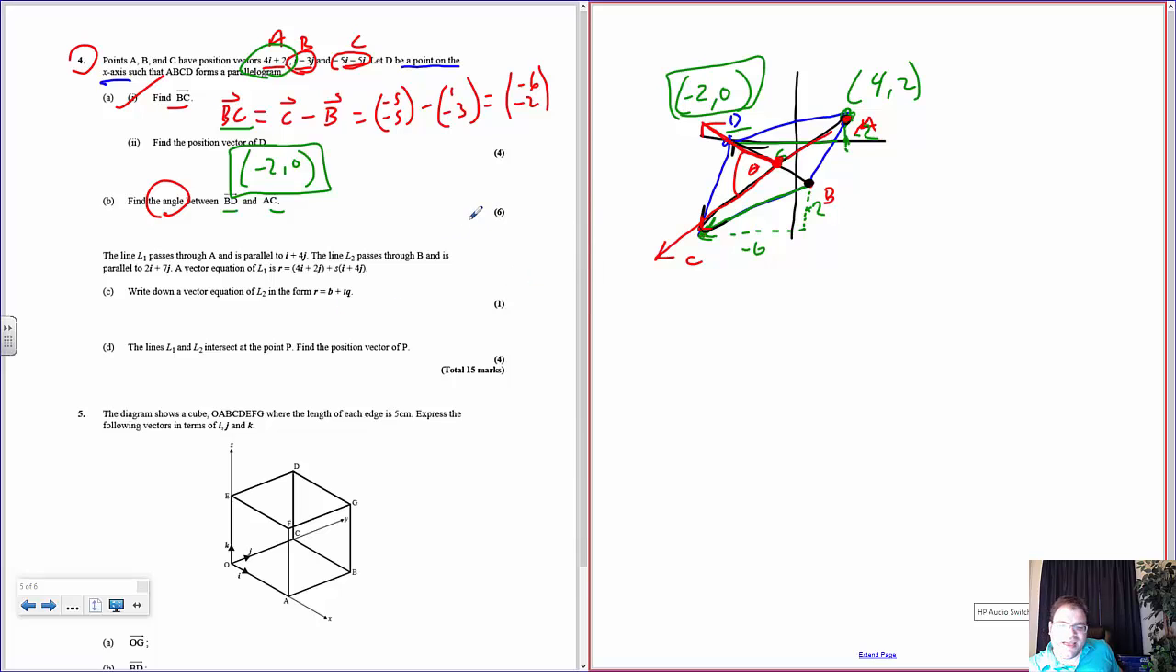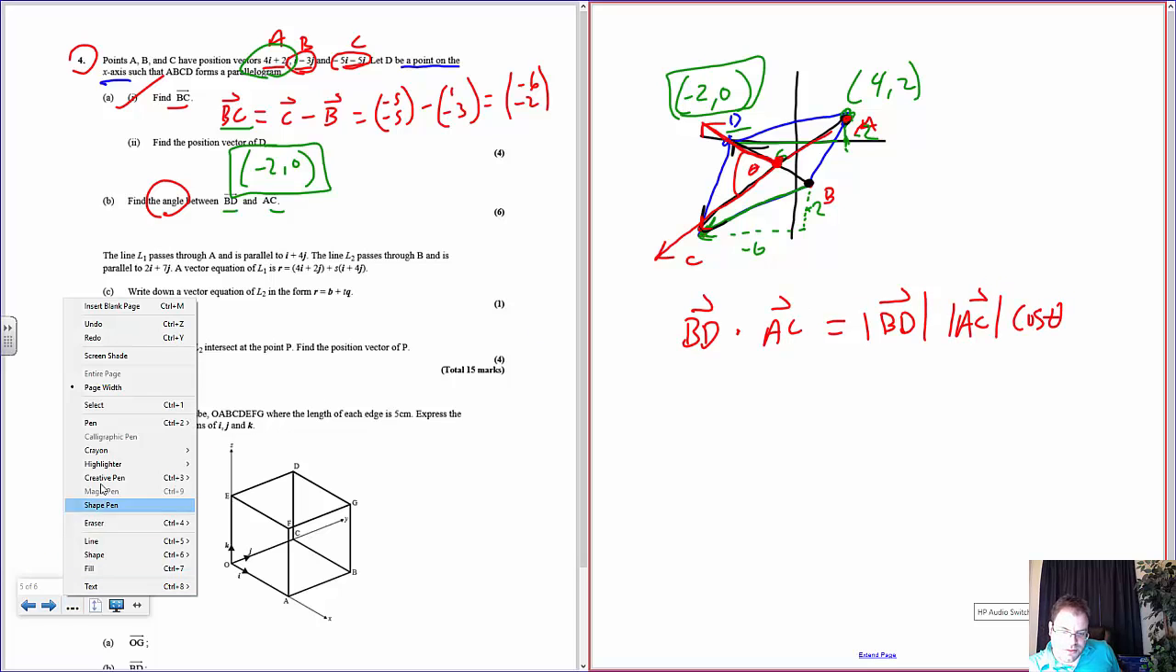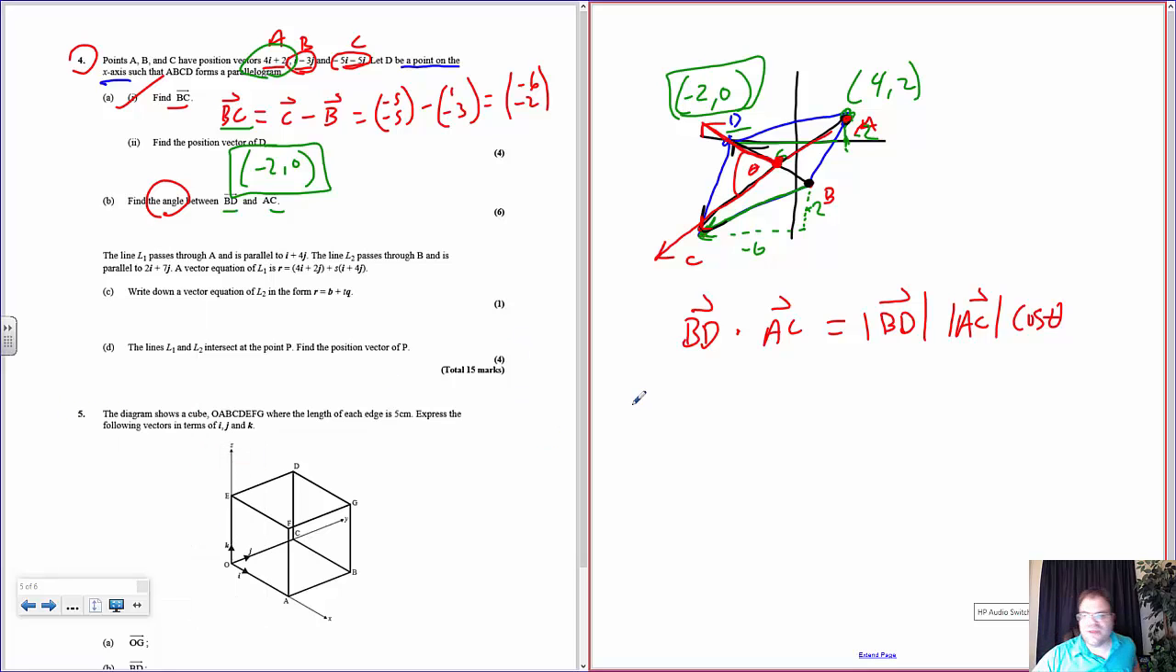So, to find that angle, all this talk, we just use a vector dot product. We'll take the dot product of BD and AC. This will equal the magnitude of BD times the magnitude of AC times the cosine of the angle between them. So, let's find them. I really don't know what BD is. I haven't found it. It's not given to me. So I actually have to define BD.